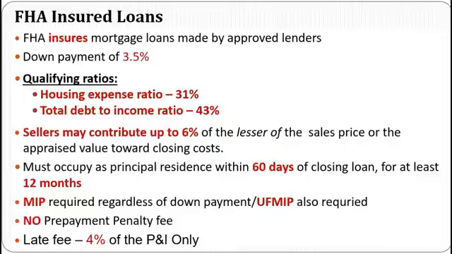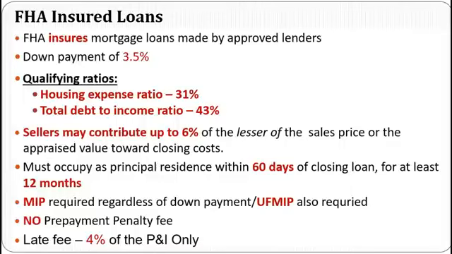FHA loans do not have PMI. They have MIP, mortgage insurance premium. And they also have what's called UFMIP, upfront mortgage insurance premium. You don't have to know how long it lasts and when it's going to stop. You don't need to know any of that for the test. Just make sure you have this straight.